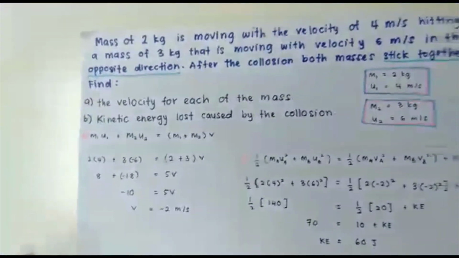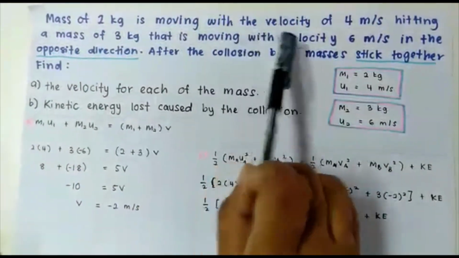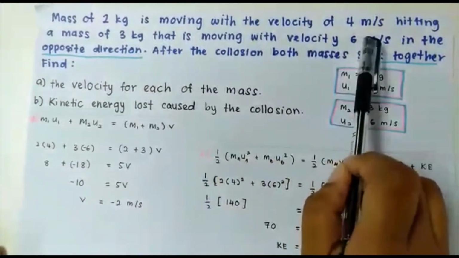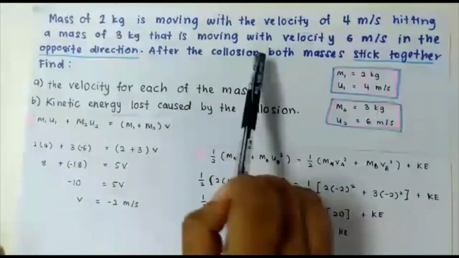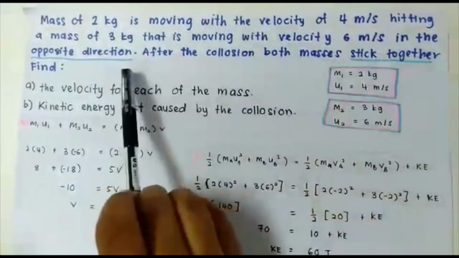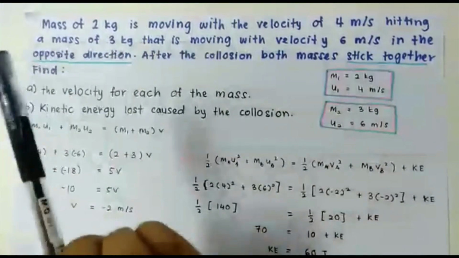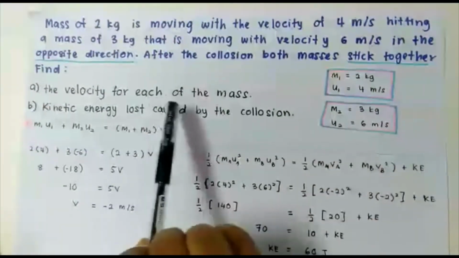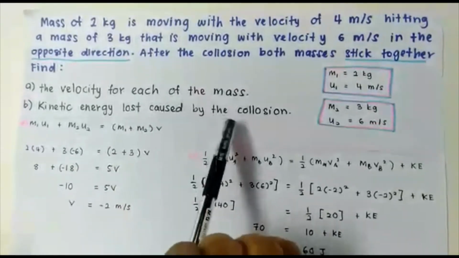So the practice is a mass of 2 kg is moving with the velocity of 4 meter per second, hitting a mass of 3 kg that is moving with velocity 6 meter per second in the opposite direction. After the collision, both masses stick together. Find the velocity for each of the masses and the kinetic energy loss caused by the collision.